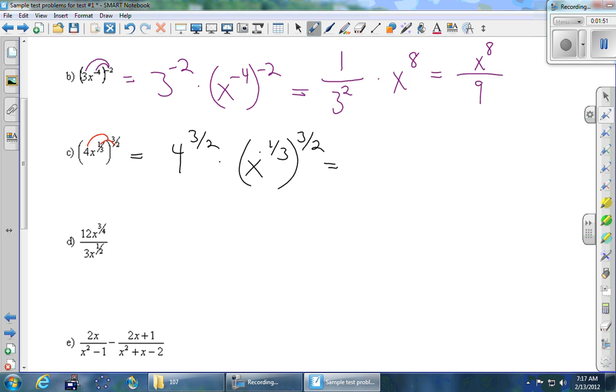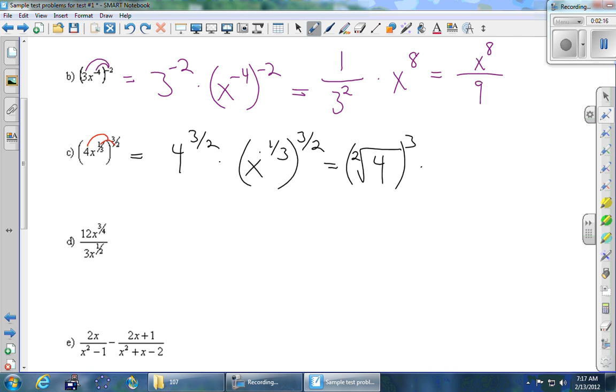And now we need to deal with that 3/2 power on the 4. What does it really mean? Well, fraction powers mean radicals of some kind. The 3 either goes in here or out here. I always choose to put it on the outside. I think it makes the calculations easier. And then the 2 is the index, so that's a square root of 4, whole thing cubed.